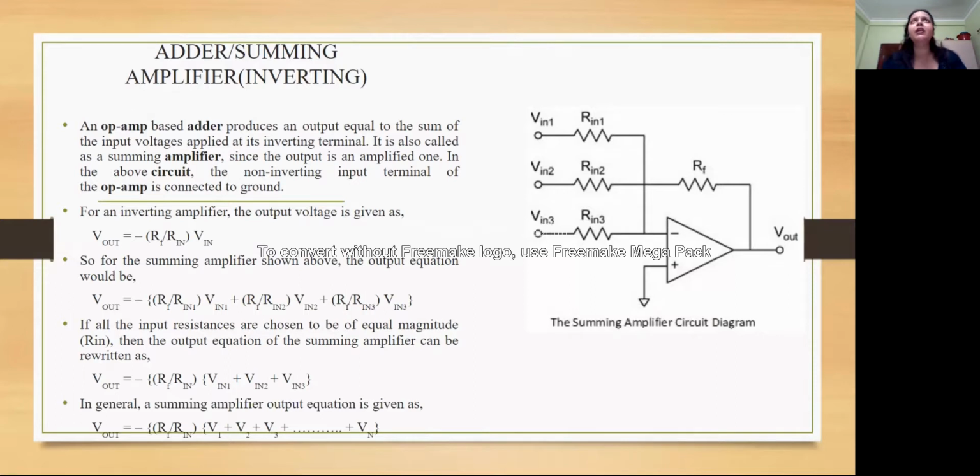Suppose we have 3 or 4 or n number of battery sources that we need to connect to the op-amp. We can easily calculate the output theoretically, and we can check it with our practical projects, right? This is the application of the adder or summing amplifier, where we get the summation of input voltages as the output.